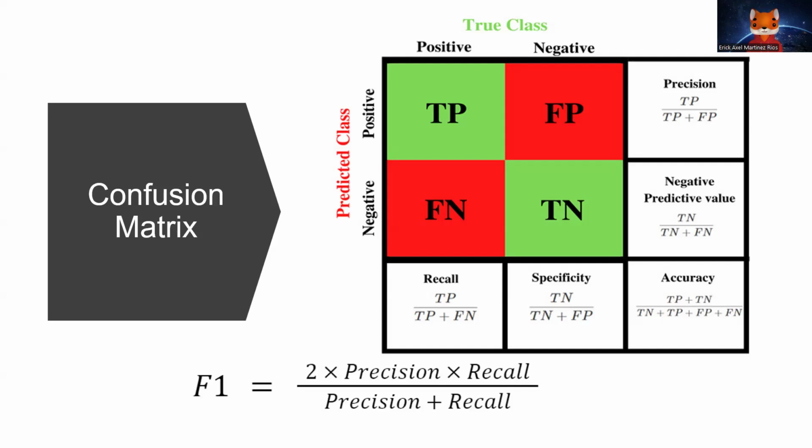And well, in the case of the negative class, we have the specificity, that is basically taking the true negatives divided by the true negatives plus the false positives, and the negative predictive value, that is taking the true negatives and dividing by the true negatives plus the false negatives. And I will discuss later in another video the metrics related to the negative class.